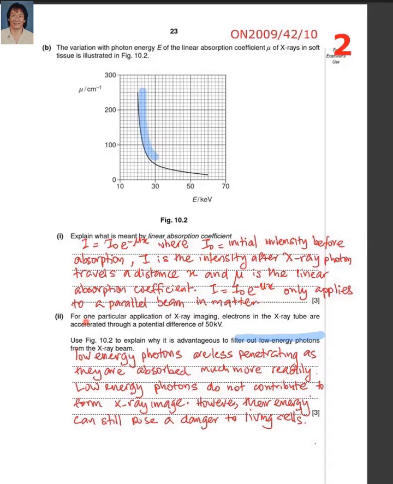Then in part 2, for one particular application of X-ray imaging, electrons in the X-ray tube are accelerated to a potential difference of 50 kilovolts. Use figure 10.2 to explain why it is advantageous to filter out low energy photons from the X-ray beam. Low energy photons are less penetrating as they are easily absorbed. Low energy photons do not contribute to form the X-ray image. However, the energy can still pose a danger to living cells. That's why removing them is an advantage to protect the patient from the X-ray radiation.